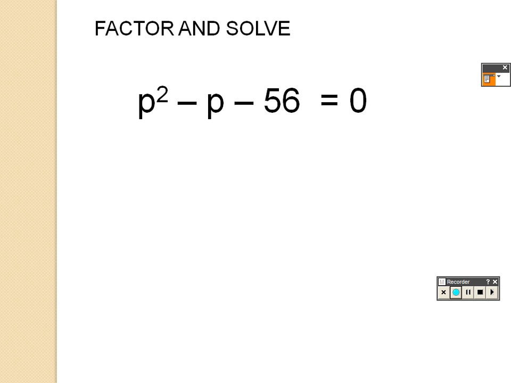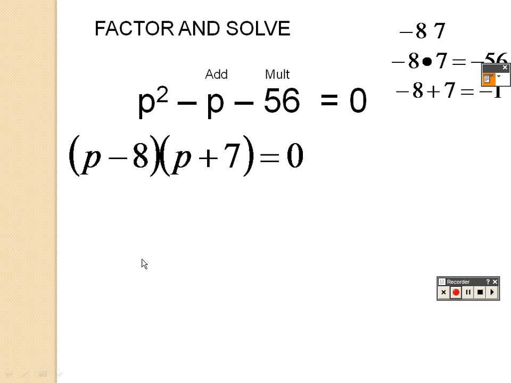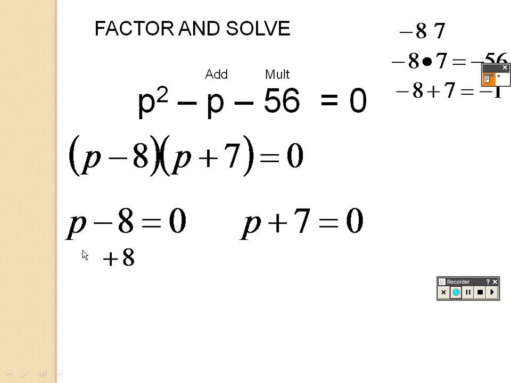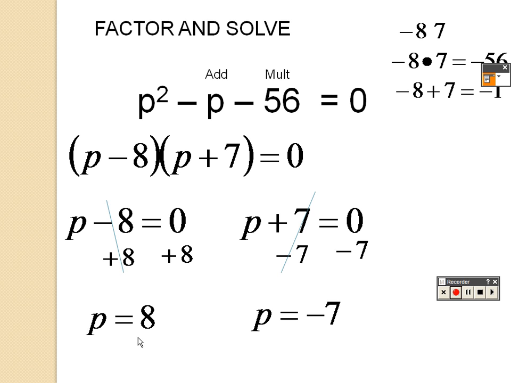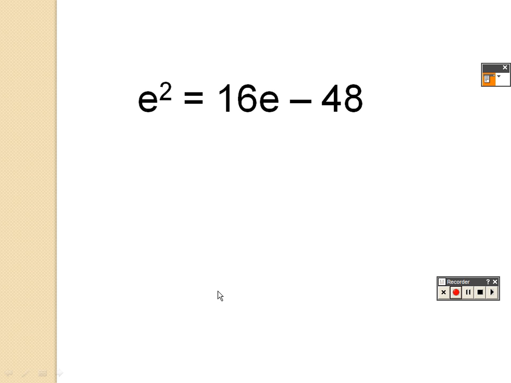Taking a look at the next one, let's try to factor this one and solve. Can you think of two numbers that multiply to give you negative 56 that add to give you negative 1? Well, negative 8 and 7, right? Because negative 8 times 7 is negative 56. Negative 8 plus 7 is negative 1. So when we set it up, it's p minus 8 and p plus 7. So I separate each of those to set equal to 0. So I add an 8 to both sides, so I get p equals 8. And I would subtract 7 on both sides to get p equals negative 7. And there are your two answers for that one as well.